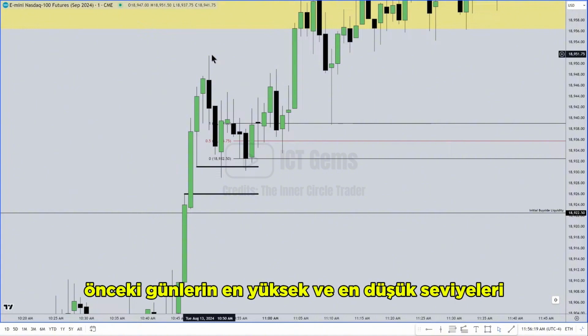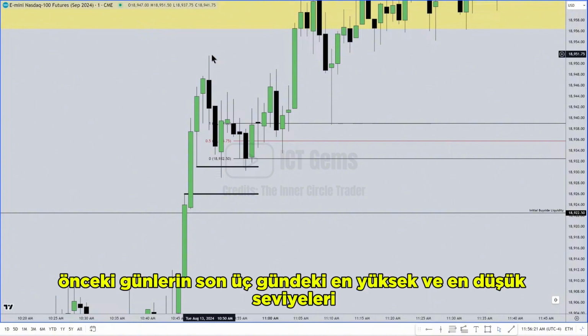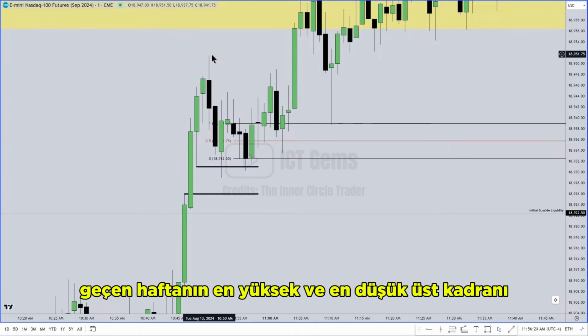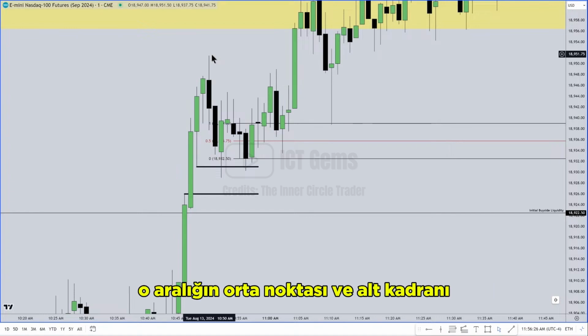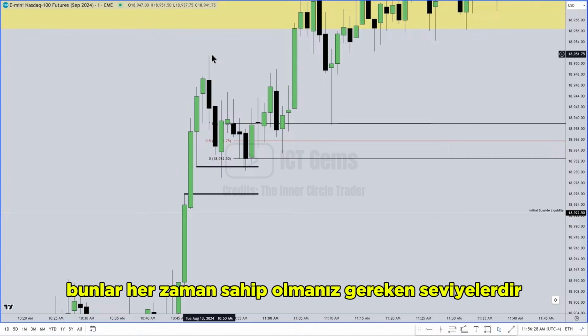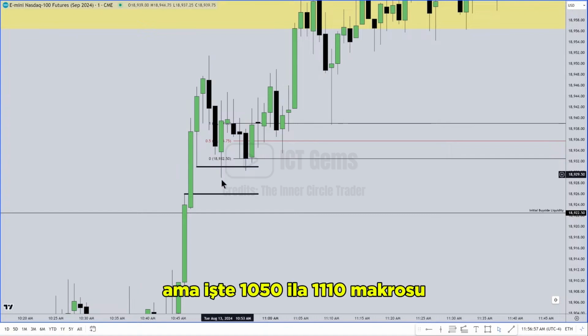It's the previous day's high and low, the previous day's high and low in the last 3 days, last week's high and low, the upper quadrant, the midpoint, and the lower quadrant of that range. Those are always the levels that you need to have. But here's the 10:50 to 11:10 macro.